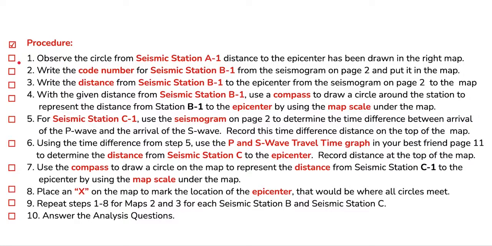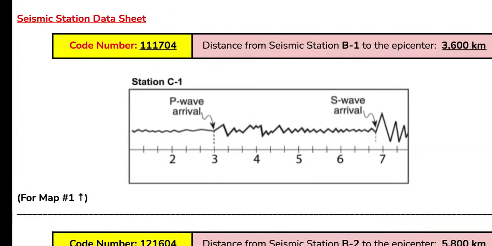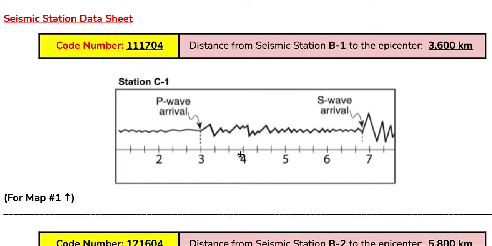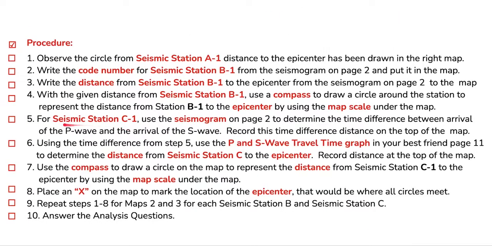We did steps 1, 2, 3, 4, and now it's time for us to do step number 5, where it says for seismic station C, so notice that we're now focusing on seismic station C. It says to use the seismogram on page 2 to determine the time difference between the arrival of the P wave and the arrival of the S wave. So now we're using the seismogram, and you have to record the difference in distance on the top of the map. So now we're looking at the seismogram for station C, and we need to, again, use this to determine the time difference between the arrival of the P wave and the S wave.